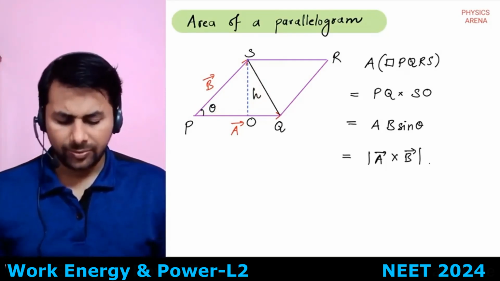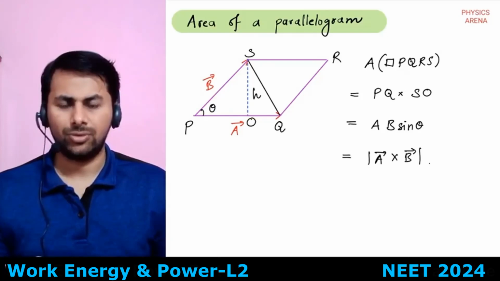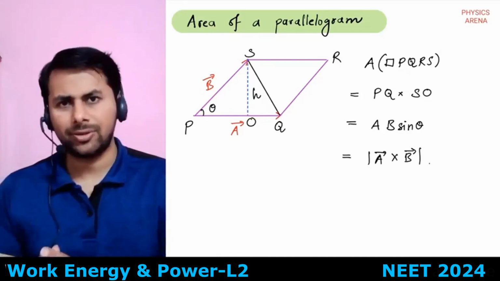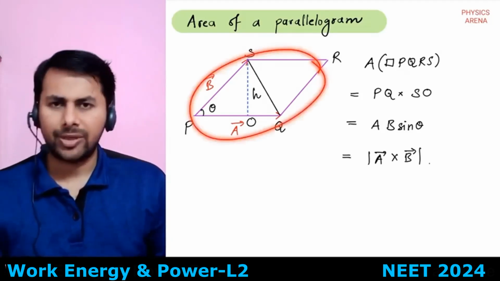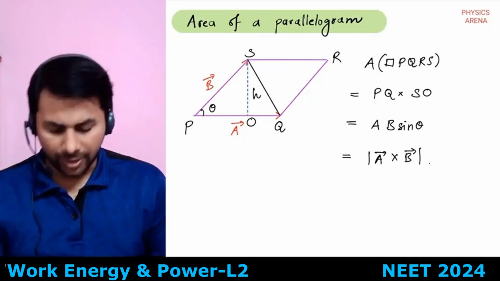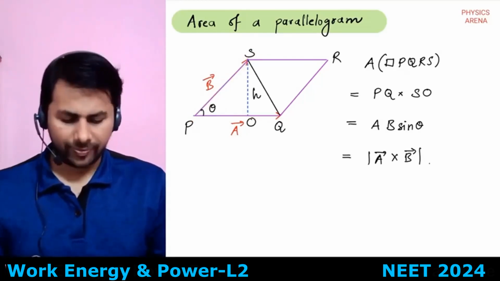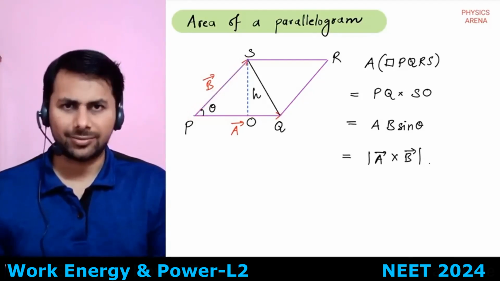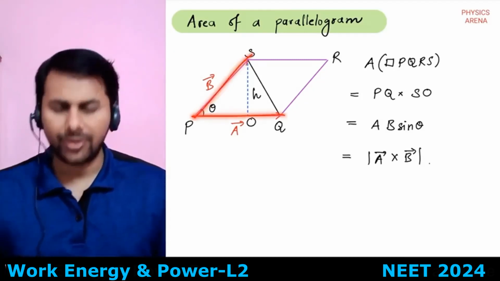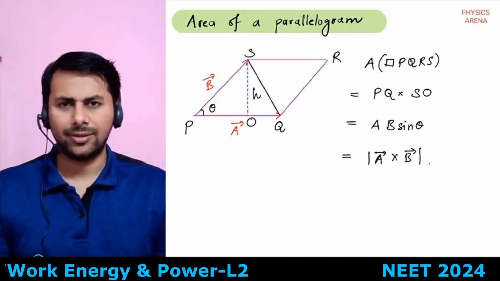And therefore, what will be the area of the parallelogram? It is just 2 times the area of one of those two triangles, right? So the area of this parallelogram will be equal to just the magnitude of the vector product of A bar and B bar, because for a triangle it is half. So here it will be the magnitude of the vector product of the two vectors represented by two sides of a parallelogram.